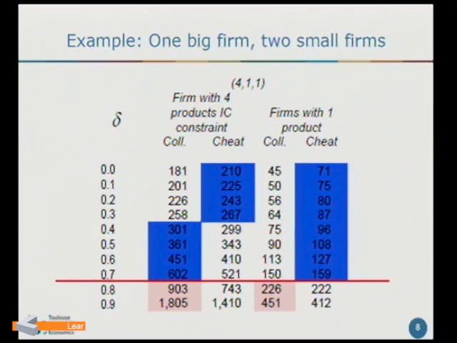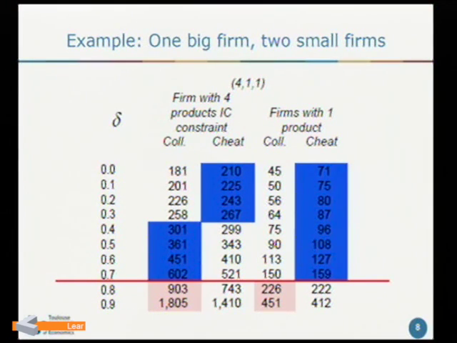For example, here, I'm not going into the details. There are 3 firms, and there is one firm with 4 products. So it's a big firm. And there are 2 firms having one product each. And here you observe that the condition for collusion is satisfied when delta, the discount rate, is above 0.8. And you see that collusion will be stable in this industry if the discount rate is that.